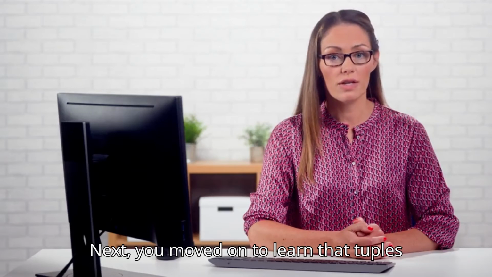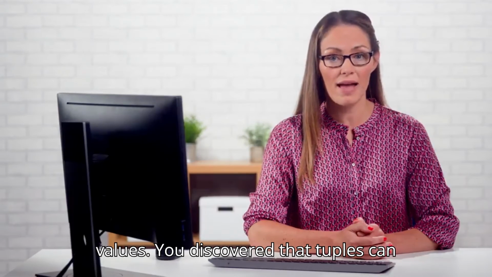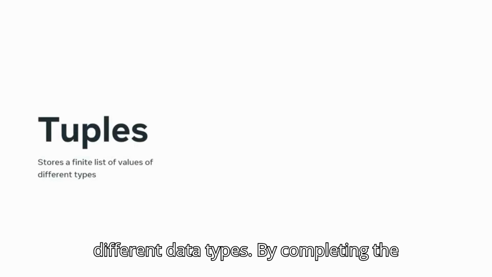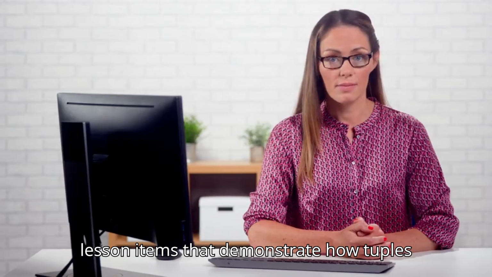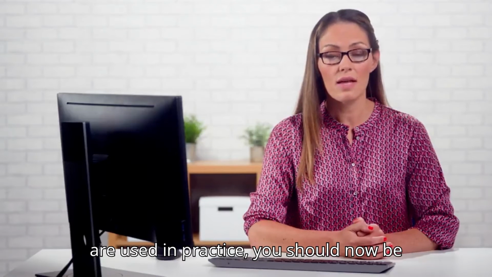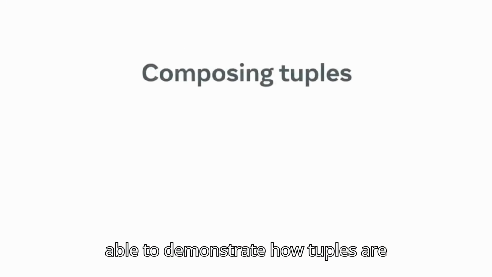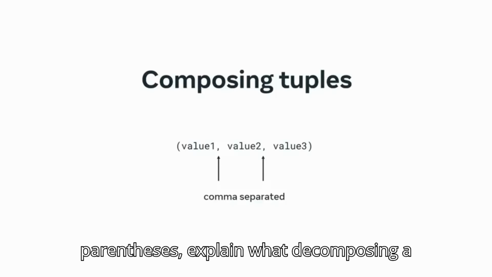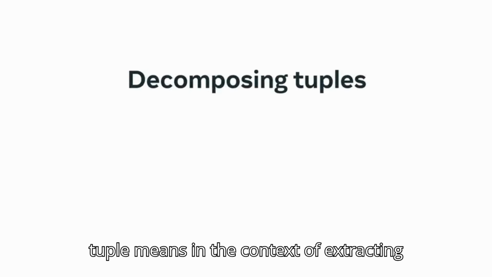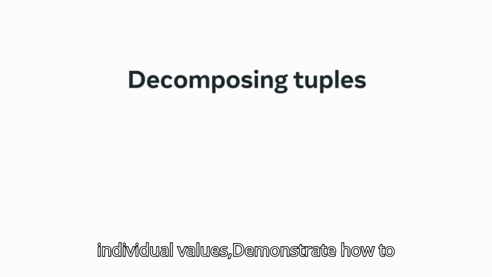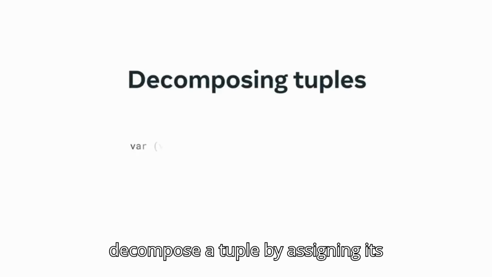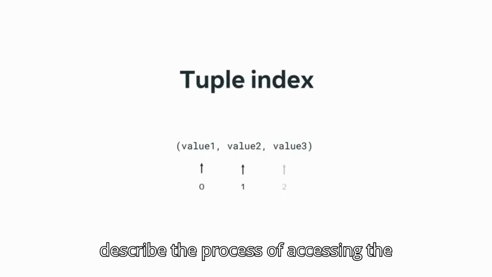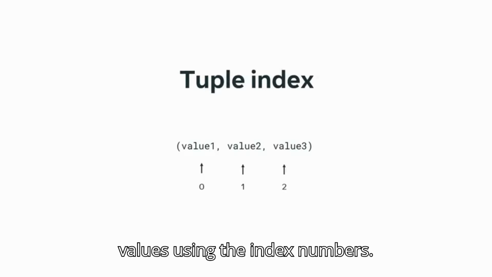Next, you moved on to learn that tuples also allow you to store a group of values. You discovered that tuples can hold many values and store a number of different data types. By completing the lesson items that demonstrate how tuples are used in practice, you should now be able to demonstrate how tuples are composed by enclosing a list of comma-separated elements in a pair of parentheses, explain what decomposing a tuple means in the context of extracting individual values, demonstrate how to decompose a tuple by assigning its elements to individual variables, and describe the process of accessing the values using the index numbers.